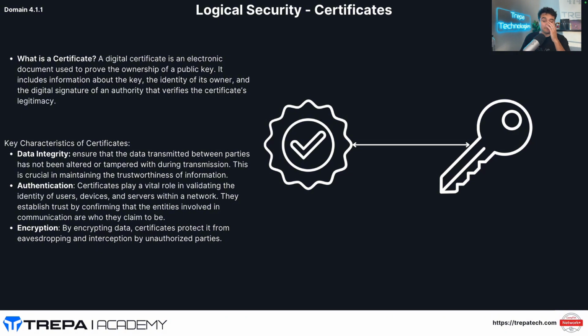Okay, certificates. So what is a certificate? A digital certificate is something like an X.509 certificate that gets created when we do an SSL cert request, part of the whole PKI, the public key infrastructure. But at the end of the day, it's an electronic document used to prove the ownership of a public key. It includes information about the key, the identity of its owner, and the digital signature of an authority that verifies the certificate's legitimacy. And from the perspective of PKI, that could be a certificate authority, whether that be a global one or one internal to your enterprise.